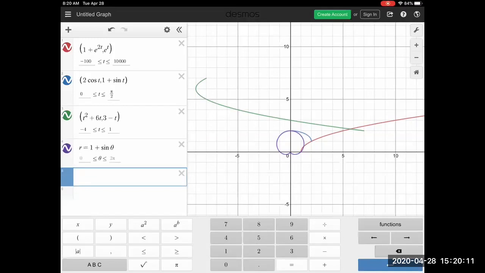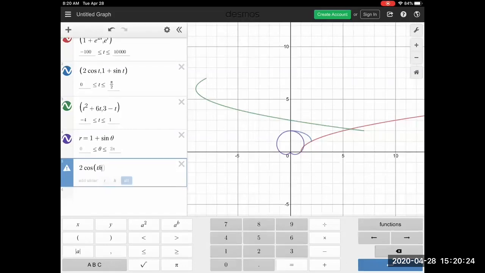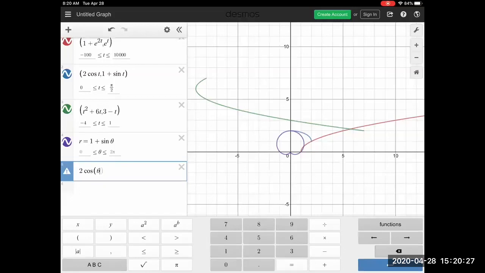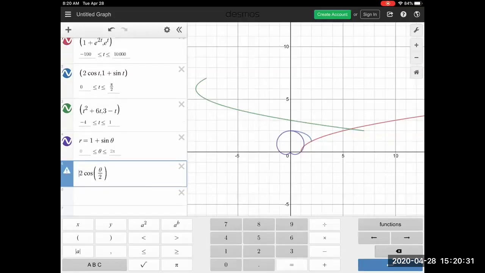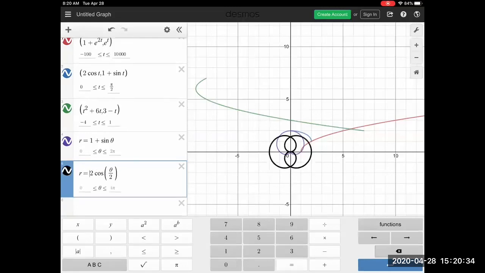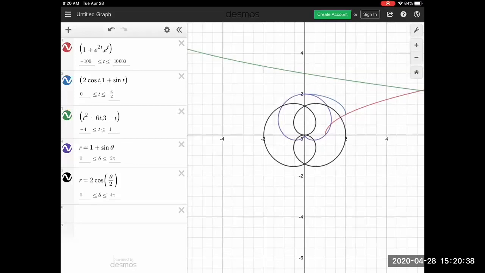Yeah. And then 2 is 2 cosine of theta over 2. Not like that. We need a parentheses, I guess. There we go. Theta over 2. There we go. I forgot to write r equals. Awesome. So we have this like double loop shape. And again, you can just deselect the ones you don't want to show. So if you want to see the one we just did only, it's this image.